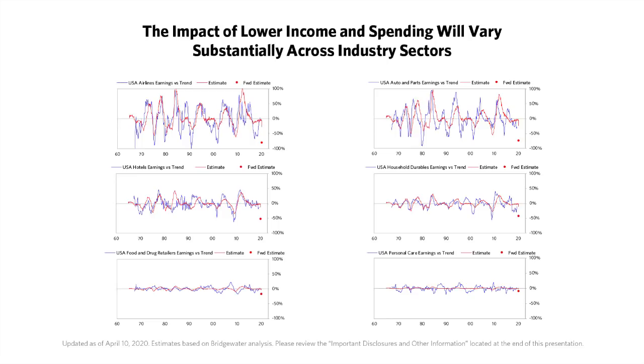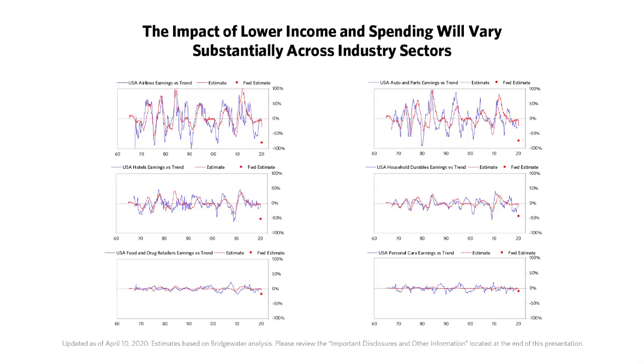What I did was take variations in the unemployment rate as a proxy for income and looked at how much that affects spending in different sectors of the economy, and how much that flows through to earnings. What you see is that, for example, something like airline travel or auto parts has very big impacts. If you run a 10% unemployment rate through those, you get massive declines in earnings, virtually down to zero or losses. On the other hand, hotels and durables is somewhere in the middle. Food and drug purchases and personal care, shampoo and soap, is a lot less.